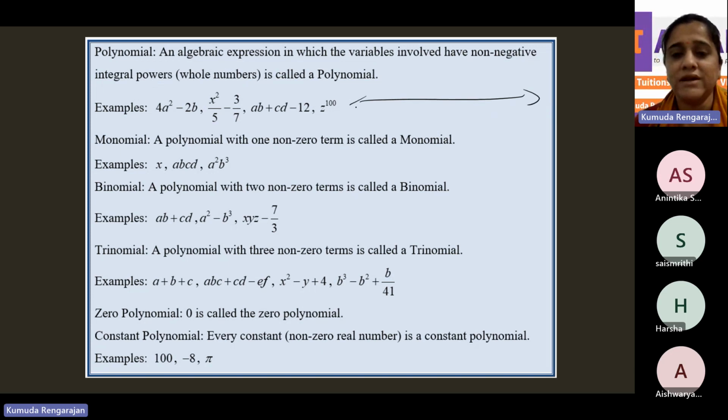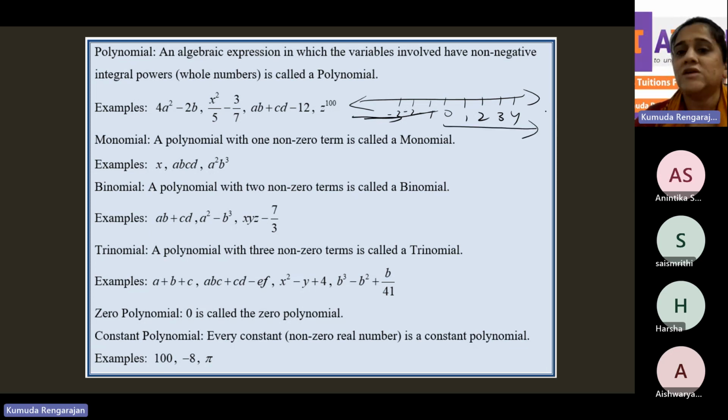Number line: 0, -1, -2, -3. It goes on like this. Non-negative means remove all the negative ones. Remove the negative ones, and the rest are all non-negative. So what is this collection called? Whole numbers. So non-negative integral means of integers.